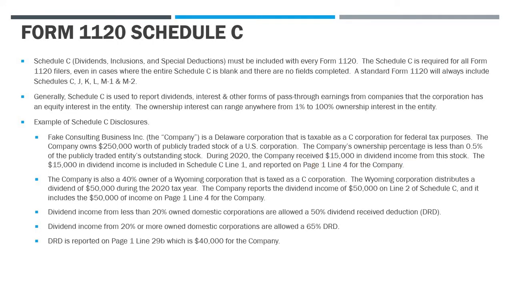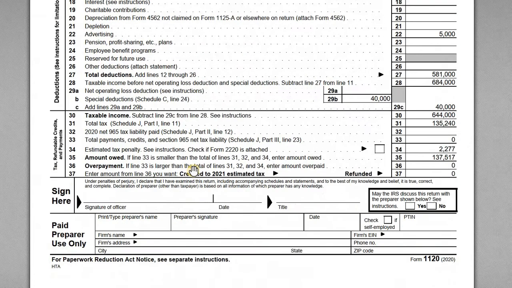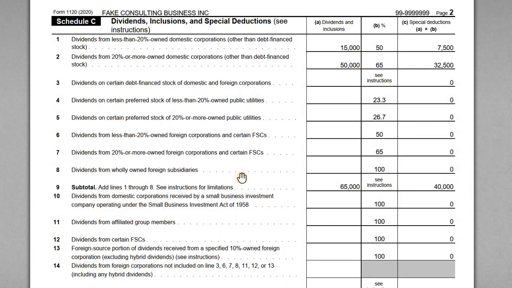So if we flip really quickly to Schedule C, the amount that we just talked about was line 1. Dividends from less than 20% owned domestic corps. Okay, so we have a $15,000 dividend inclusion. That's what we actually got. And then column B and C. So column B represents the dividend received deduction that we can take on the dividend income. And so in this case, for less than 20% owned corps, you get a 50% DRD. So it means our deduction is going to be $7,500.